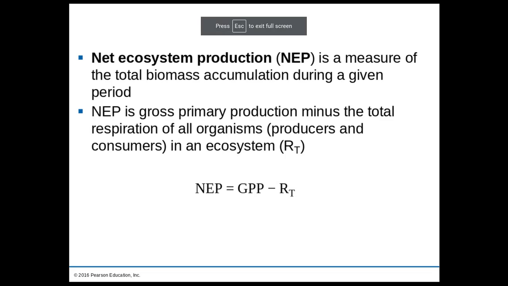So when we look at primary production, we can also look at the net ecosystem production, which, as you can imagine, is the measure of the total biomass accumulated during a particular period. So this is the gross primary production minus the energy required for the respiration of all the other organisms in an ecosystem. So that's the RT. So not just producers like with NPP, but all of them. So primary consumers all the way up to tertiary consumers and those producers.